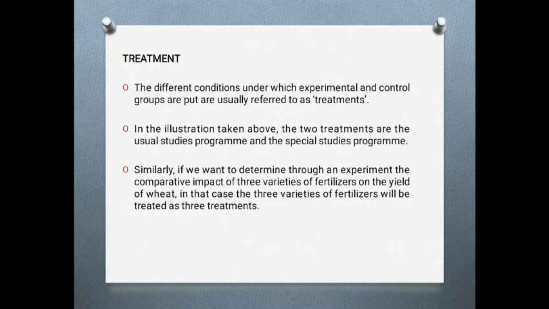Treatment. The different conditions under which experimental and control groups are put are usually referred to as treatments. In the illustration taken above, the two treatments are the usual studies program and the special studies program. Similarly, if we want to determine through an experiment the comparative impact of three varieties of fertilizer on the yield of wheat, in that case the three varieties of fertilizer will be treated as three treatments. Thank you.